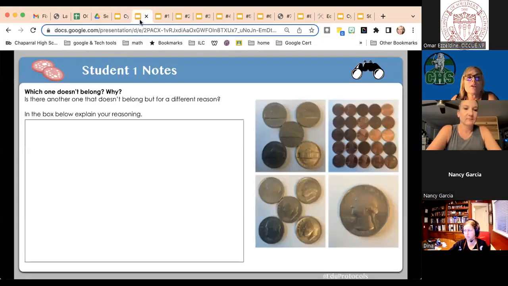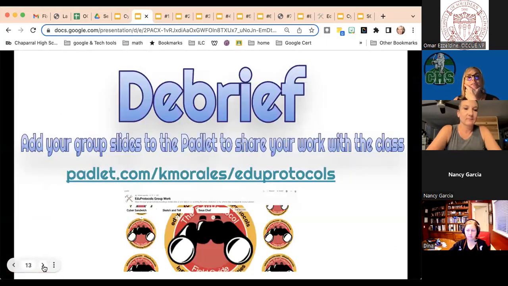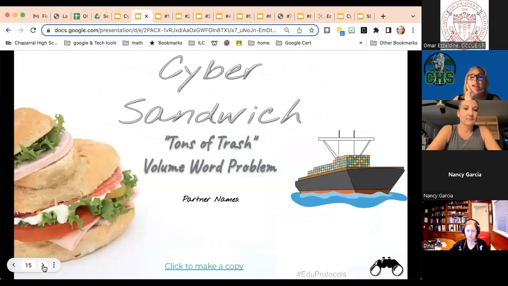If you take a look here, it always follows that same idea of the 5 slides, and then you debrief with your class and you could ask groups to share out. Here's another one that I came up with.